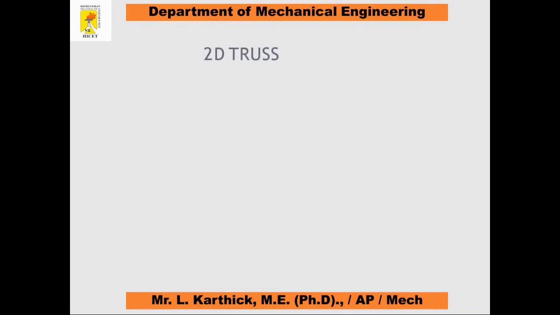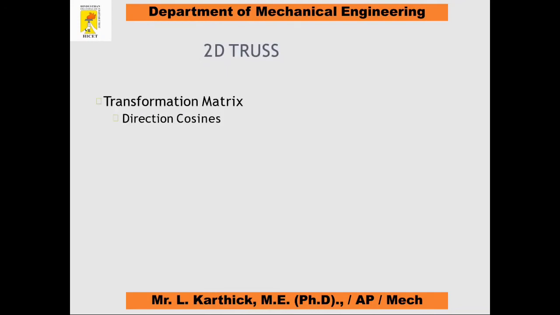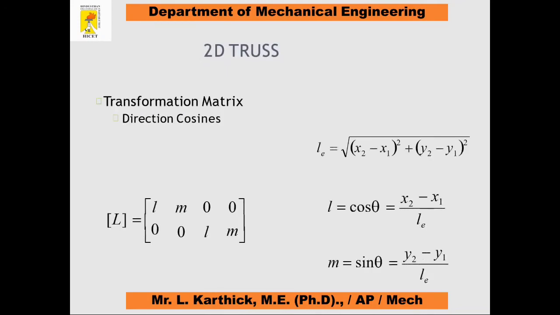So solving the 2D truss element by using the given expressions, the direction cosines: LE, the length of the element, will be calculated by the root of (x2 minus x1) whole square plus (y2 minus y1) whole square. Then the transformation matrix L shows that [L M 0 0; 0 0 L M], whereas L equal to cos theta equals (x2 minus x1) by LE, and M equal to sin theta equals (y2 minus y1) by LE.